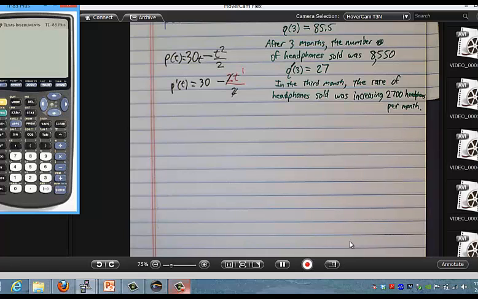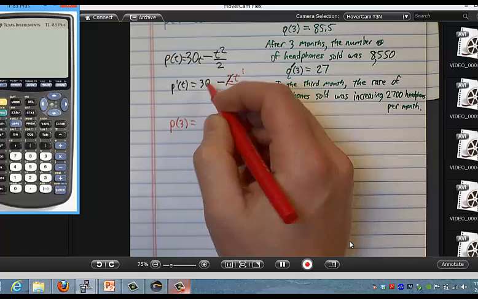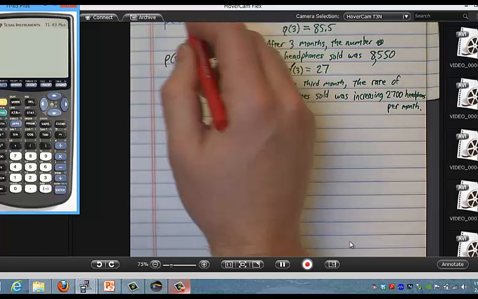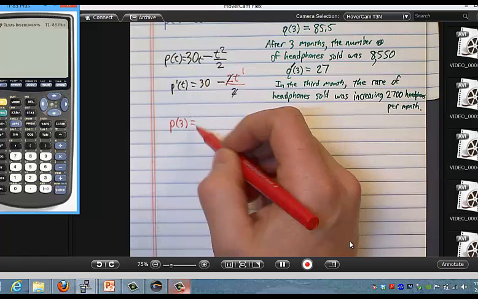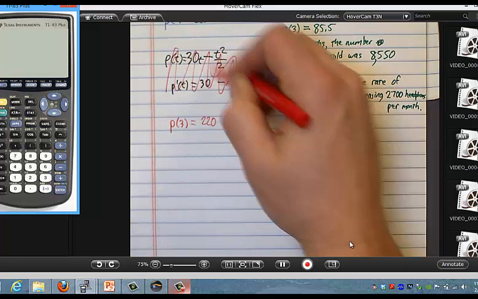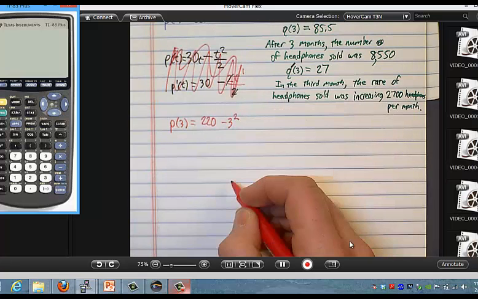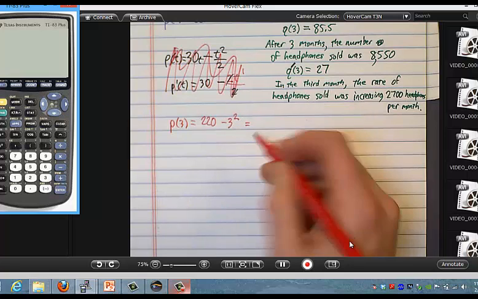Here we go, the P's. So what else do we have to do? We have to do P of 3. Well, that's P of 3 is up here. 220. This is all garbage. Let me get rid of this. Sorry about that. P of 3 is 220 minus 3 squared. So that's, well, 220 minus 9 is 211.